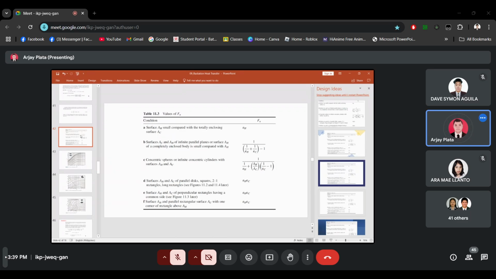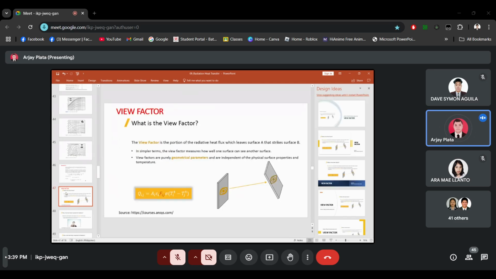Note that there are two references here. One uses English units and the other uses SI units. Then next, for the cosine terms, let's proceed with the view factor coefficients. The view factor is the portion of radiative heat flux which leaves surface A that strikes surface B.